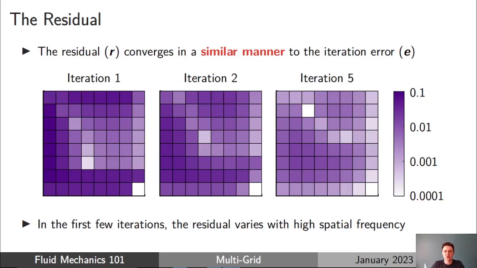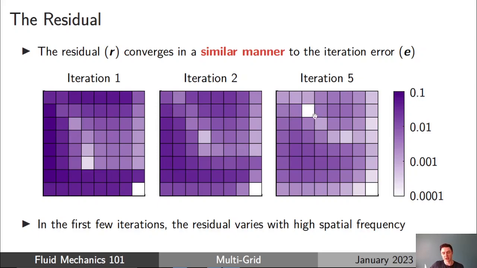So how does the residual vary if we plot it spatially throughout the simulation? It turns out that the residual actually converges in a very similar manner to the iteration error. I've plotted this again as a spatial field. If we look at iteration 1, we've done one iteration of the Gauss-Seidel algorithm. We've taken that current solution x and calculated b minus Ax to get the residual in every cell in the mesh and plotted it. Once again, you can see that we've got the high spatial frequencies. The residual can vary considerably between adjacent cells.